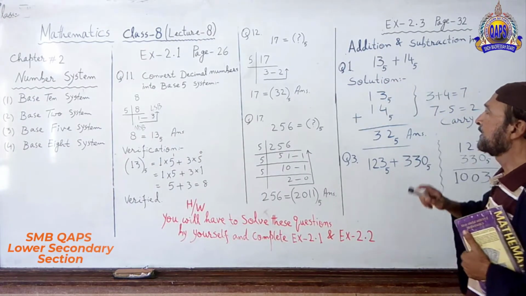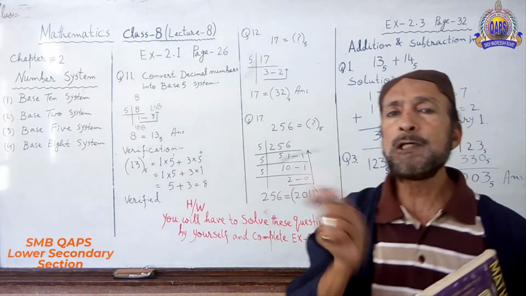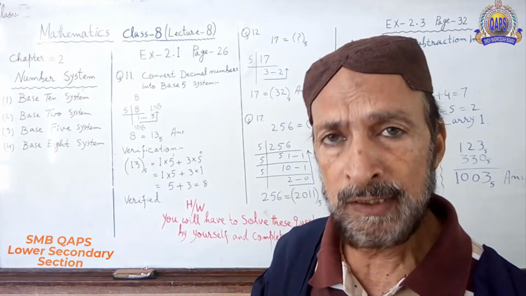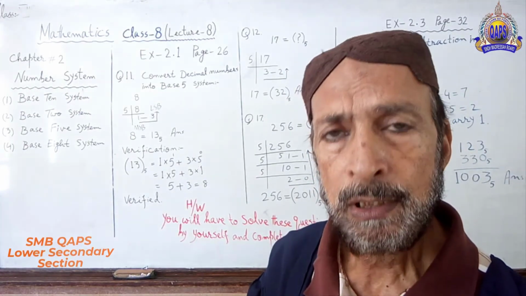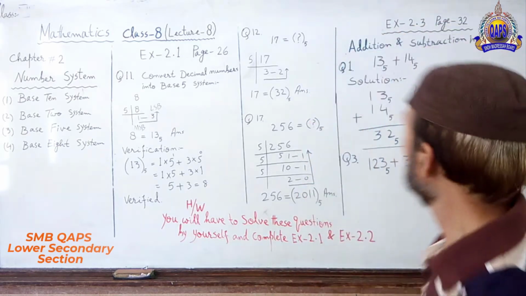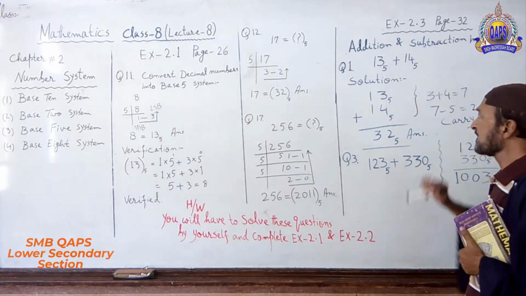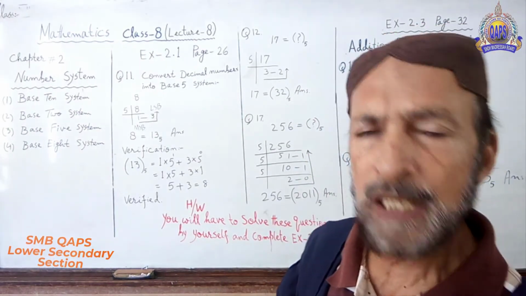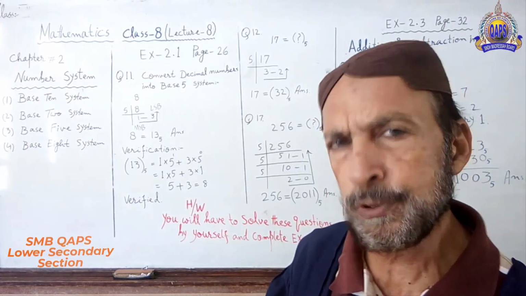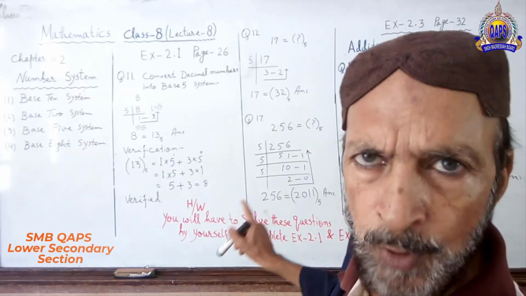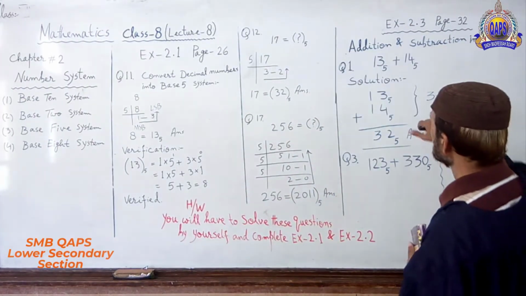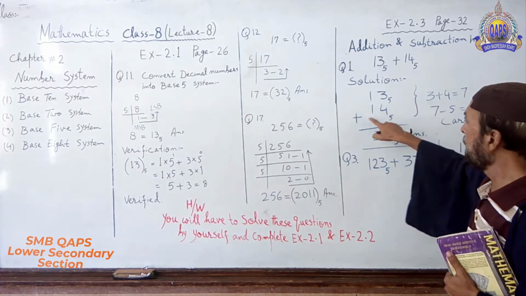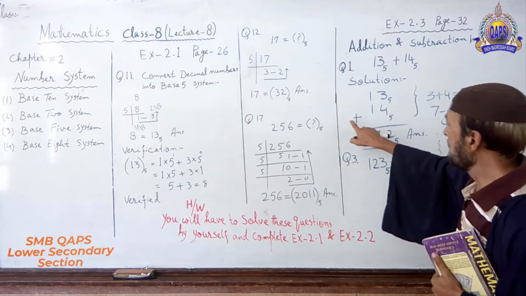1, 3. We will not say 13. It's not 13. It's 1, 3 base 5, plus 1, 4 base 5. How will you do that? Look at the board. 1, 3 base 5, 1, 4 base 5, plus.